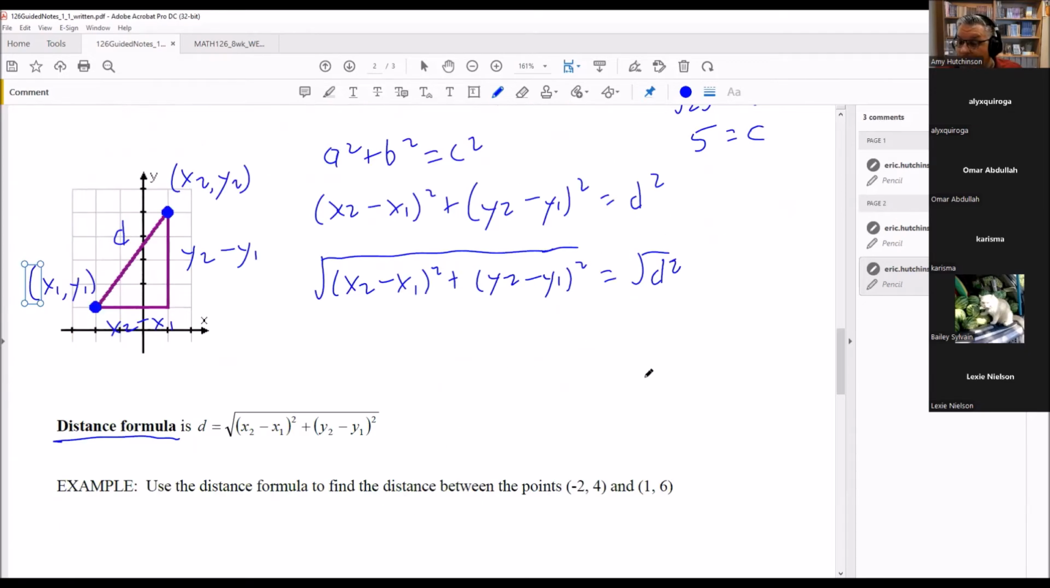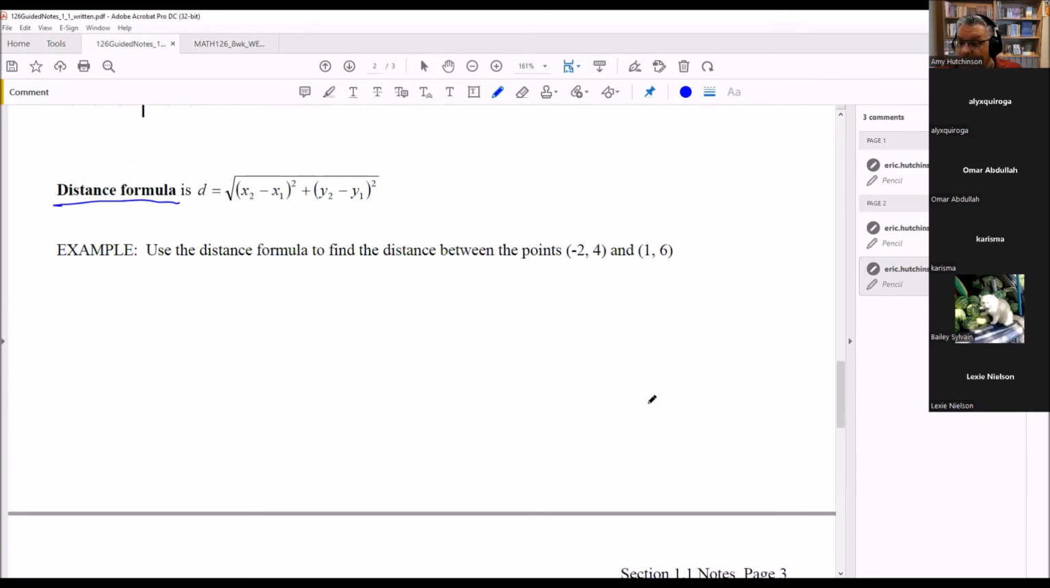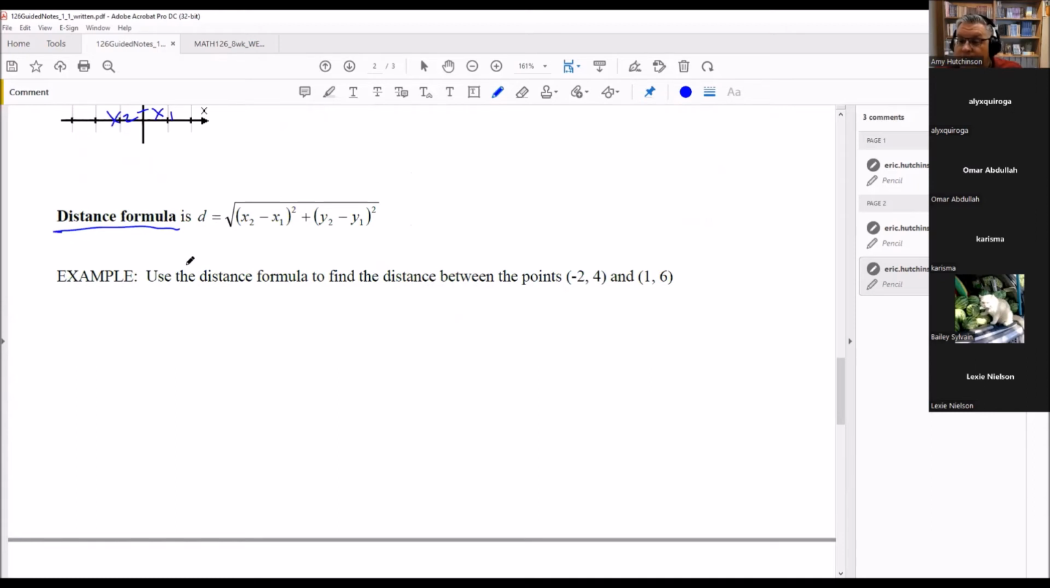Okay, so let's do an example by using that distance formula. So it says use the distance formula to find the distance between these 2 points that are labeled here. It doesn't matter if I want to put x2, y2 here and x1, y1, but in fact, let me go ahead and label it this way.